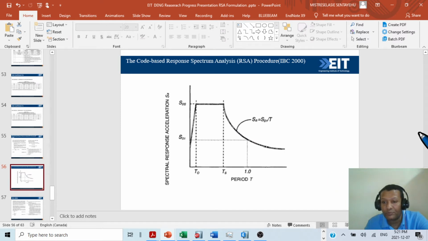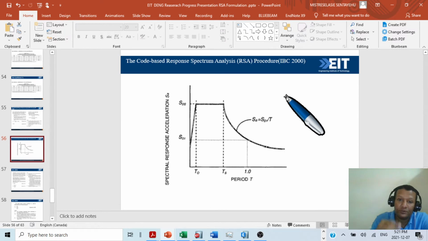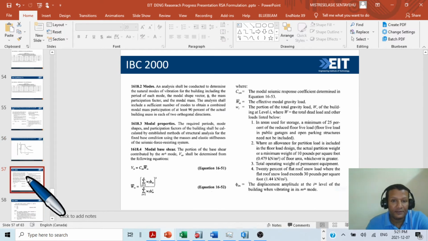Then for longer periods we have a constant displacement section also, but for most of the buildings the period is around 4 seconds, 5 seconds. So we always have constant acceleration and constant velocity periods, not constant displacement. In this way each code will have its own spectrum. This is IBC 2000, you can read it.